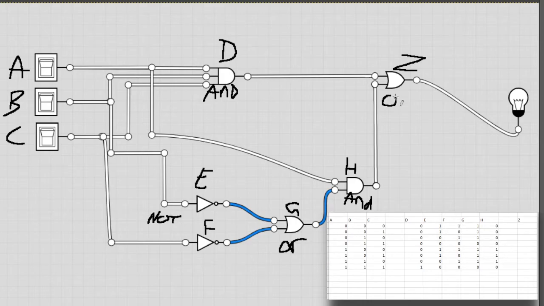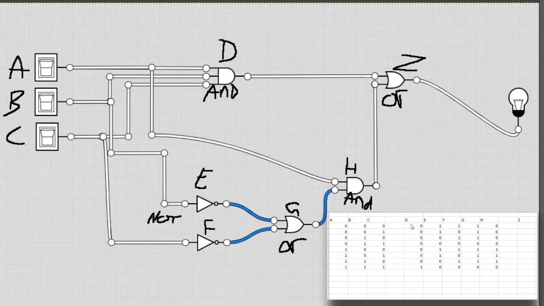Lastly, we have Z, our output, which is an OR gate. Of course, an OR gate will always output positive as long as it has at least one input that is positive. It is connected up to D, and it is connected up to H. So as long as either D or H are positive, then Z will be positive. So let's take a look at our truth table and add that in.